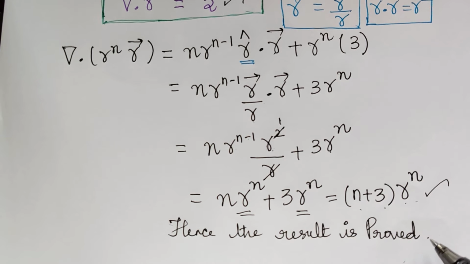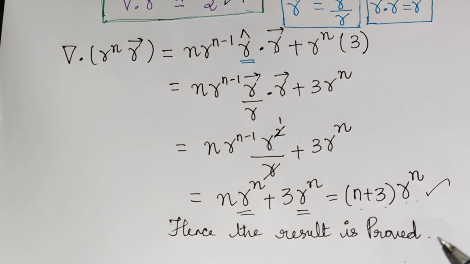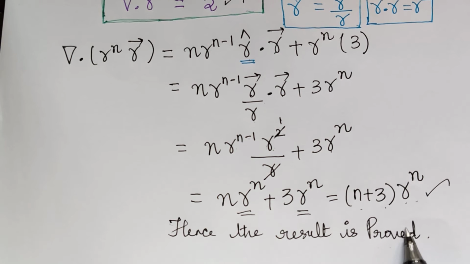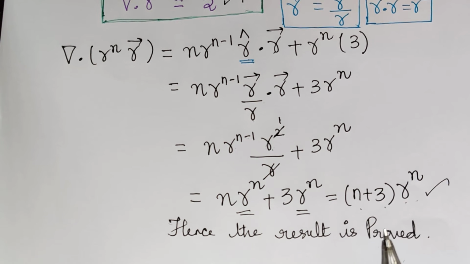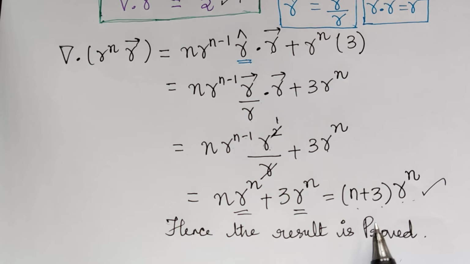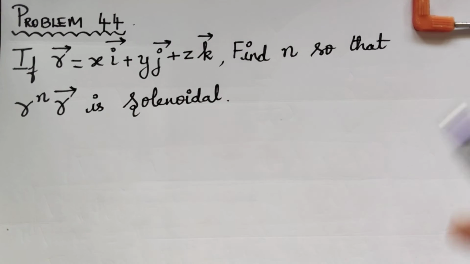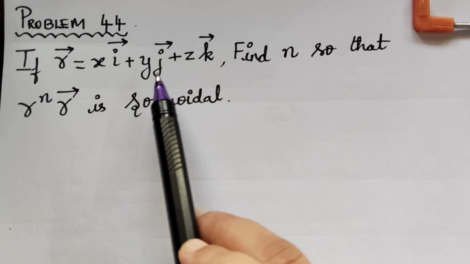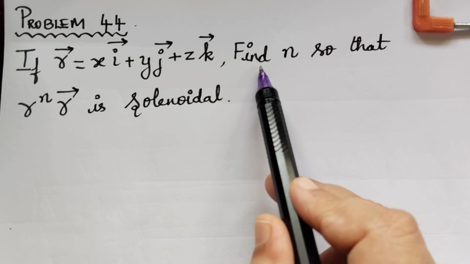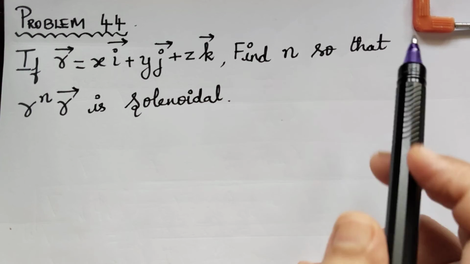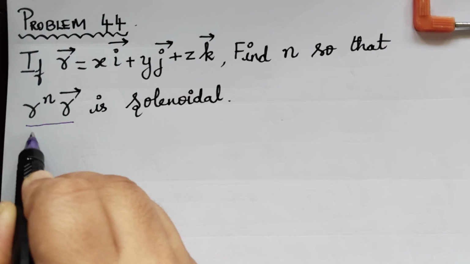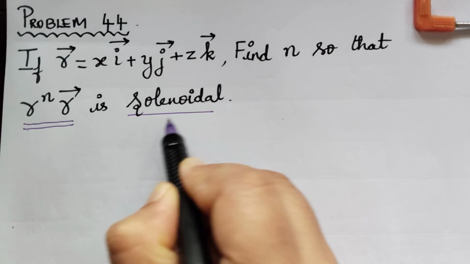So using this result, now we shall solve one problem under this. And this result has been given as problem number 47 in your prescribed textbook. So kindly make a note of it. So next we will solve a problem now. So the question is, if r vector is equal to x i vector plus y j vector plus z k vector, find n so that r to the power n r vector is solenoidal.